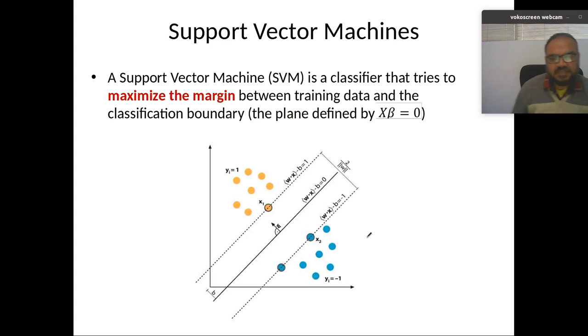Okay, next we will discuss briefly support vector machines. A support vector machine is a classifier that tries to maximize the margin between training data and the classification boundary, which is the plane defined by x beta equal to 0. So this is our classification boundary. All the samples on one side of the classification boundary belong to one class, and on the other side belong to the other class. But we also draw these extra two lines, which are called the margins, and the SVM classifier tries to maximize these margins as far from the boundary as possible, so that there are no errors, or fewer errors, in the test data.